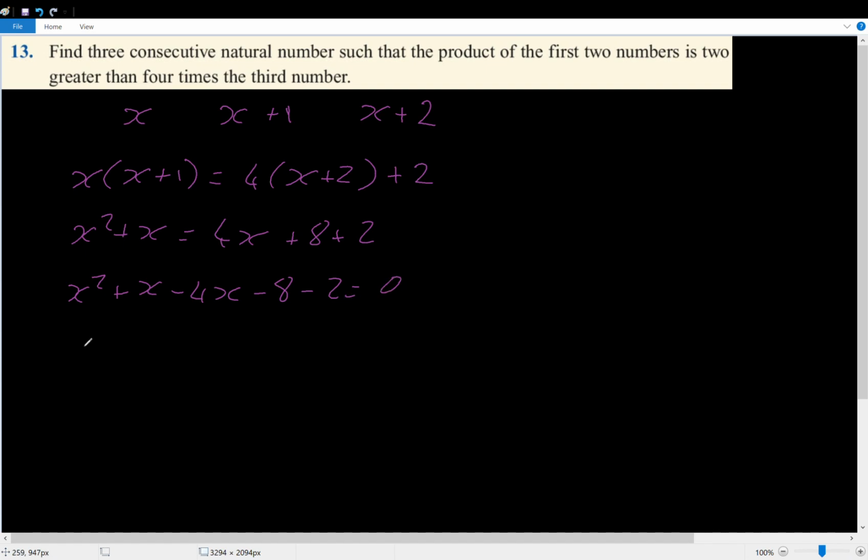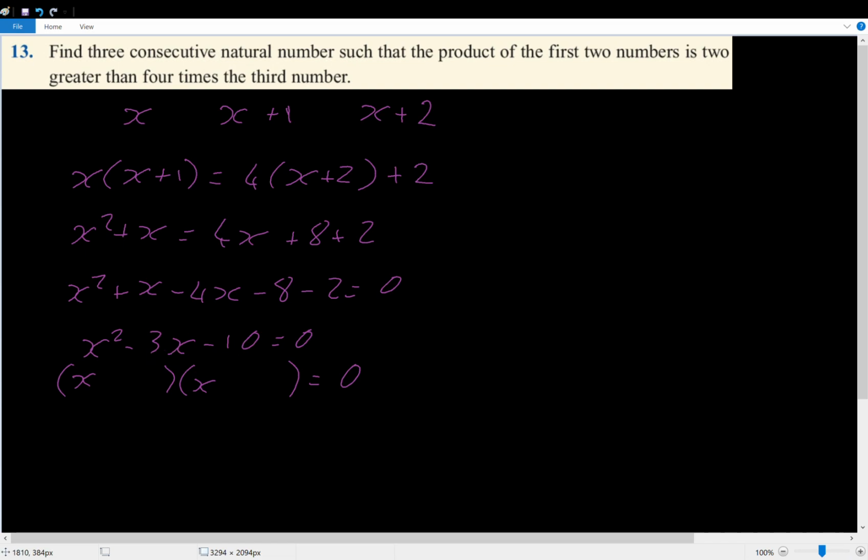And then we're going to tidy that up a bit. So we've got x squared, and then x minus 4x is minus 3x, and minus 8 minus 2 is minus 10, and that's equal to 0. In order to solve this, we're going to have to factorize. So we're going to have brackets like this, and then the first term in each bracket are going to be factors of the first term in our expression, so we're going to have x, and the second term in each bracket are going to be factors of the last term, minus 10, that add up to the number in front of x in the middle, minus 3.